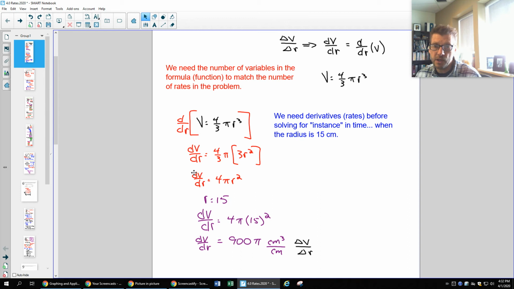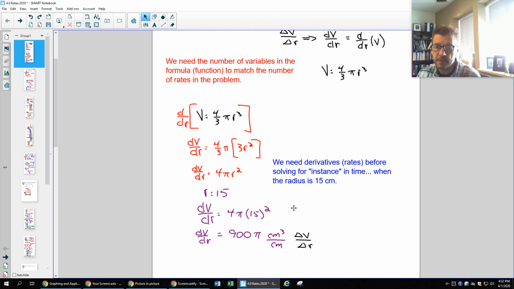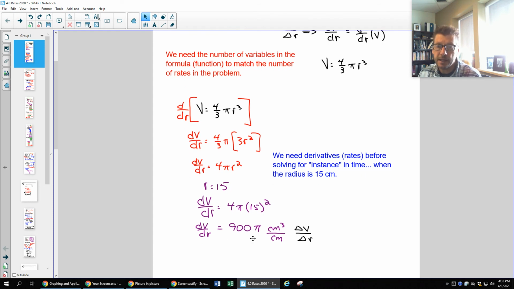We've got how the volume is changing as the radius changes at any moment in time, which is 4 pi r squared. Put our moment in time in, which is 15. Do the math, and we get 900 pi. Volume is centimeters cubed, radius is centimeters, and we don't simplify that to centimeters squared because that would mean we're solving for an area. Our problem is how the volume is changing when the radius is 15, and the volume is changing at a rate of 900 pi centimeters cubed per centimeter as the volume is growing. So that's our first example.